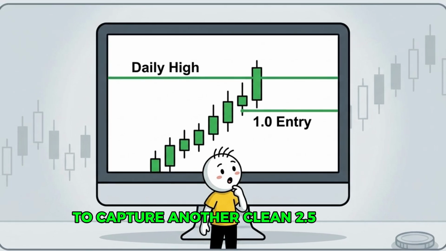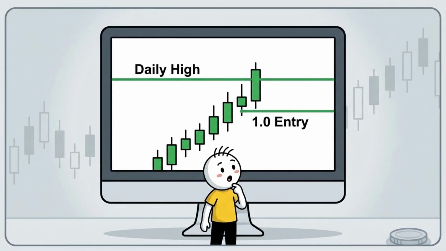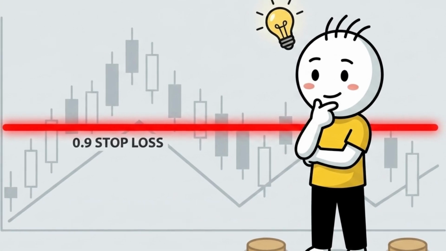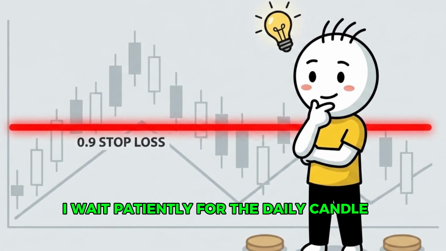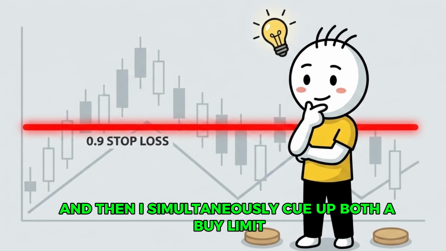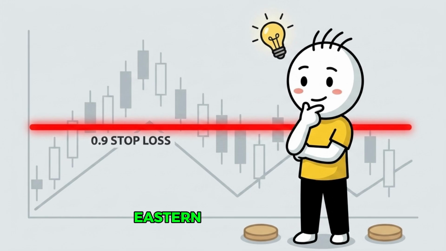clean 2.5 R profit. In practice, my trading day boils down to one simple routine. I wait patiently for the daily candle to close, and then I simultaneously queue up both a buy limit and a sell limit order, Eastern Standard Time.